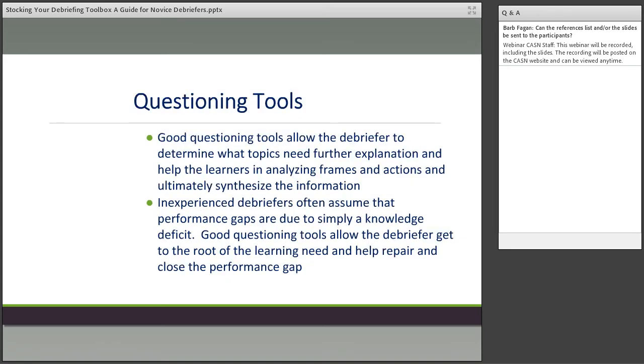Good questioning tools, and this is what you need. This is what helps you explore those frames. Then, inexperienced debriefers may simply think every performance gap is because of a knowledge deficit. It could be completely something else. It could be an experience the students have already had. It could be something they've seen on the clinical unit. It could be they're going through an algorithm in their head, but they've missed the C in the A, B, C, D, and E. And so it's not necessarily a knowledge deficit. Good questioning allows you to get to the root of the learning need and help repair that gap.